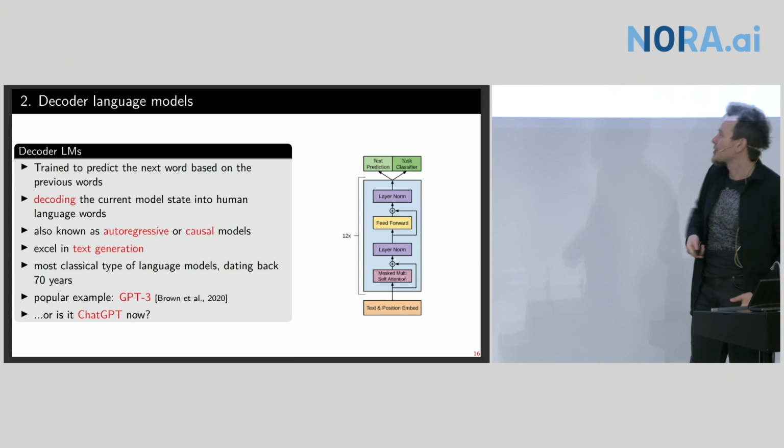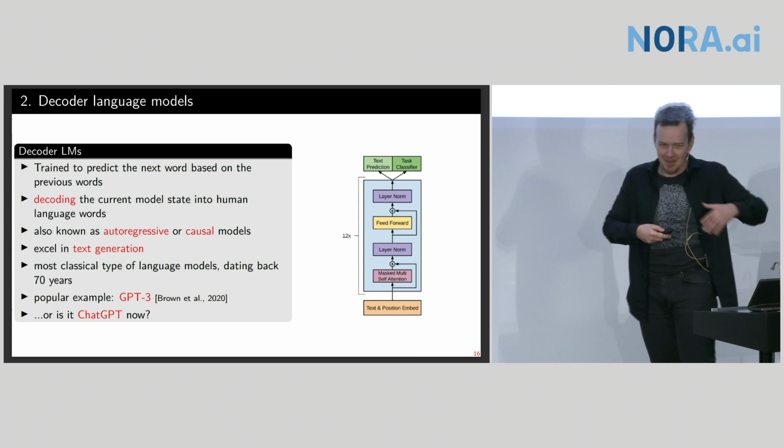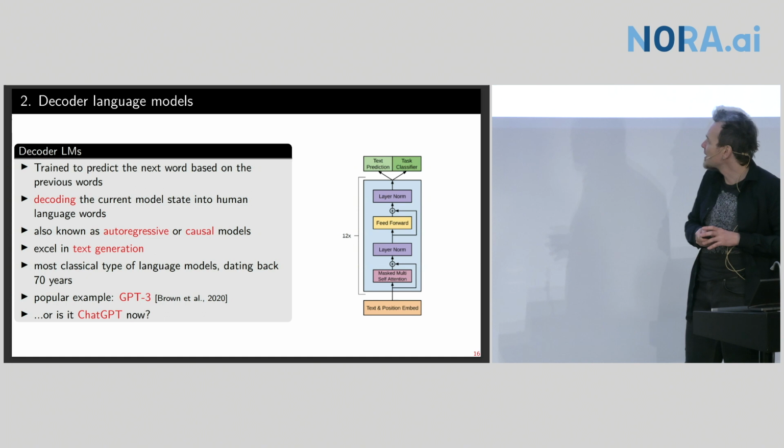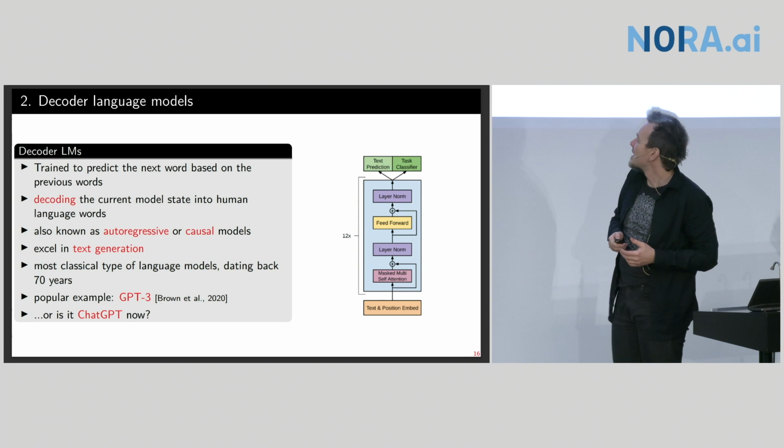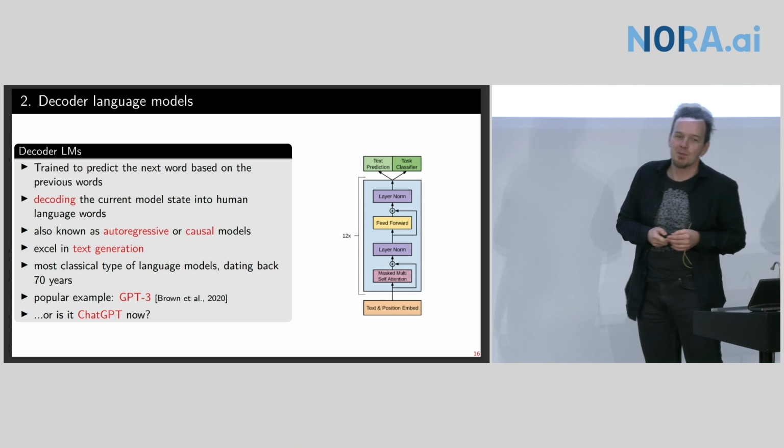It's funny that it's actually the most classical type of language models, dating back to Claude Shannon and 1948. And it's funny that ChatGPT, which is so hyped nowadays, is actually, typologically, the most primitive type of language models, which, of course, doesn't mean that it's bad. Or maybe not the most primitive, but the oldest type of language models, right?